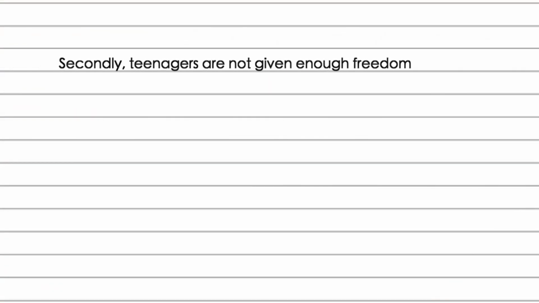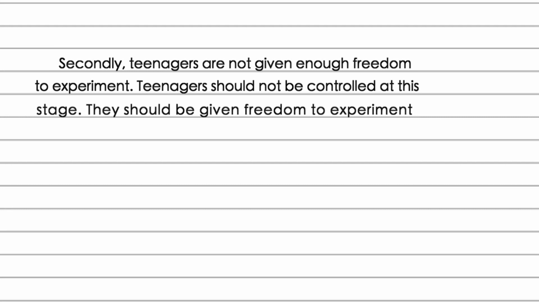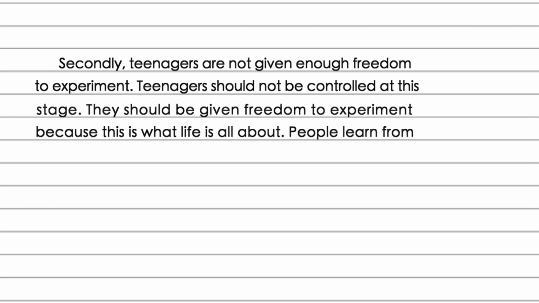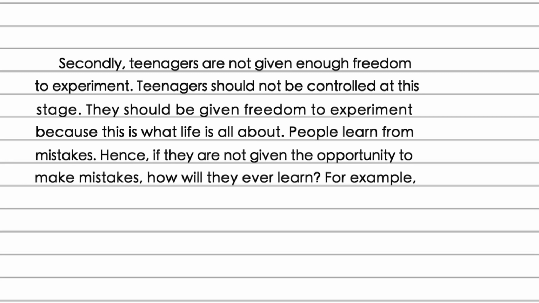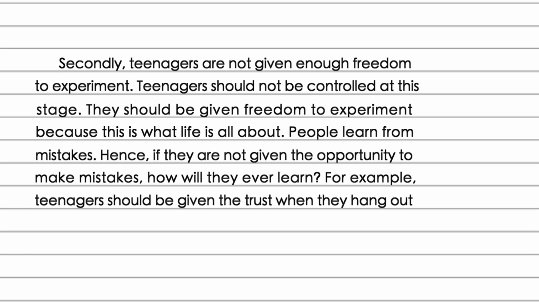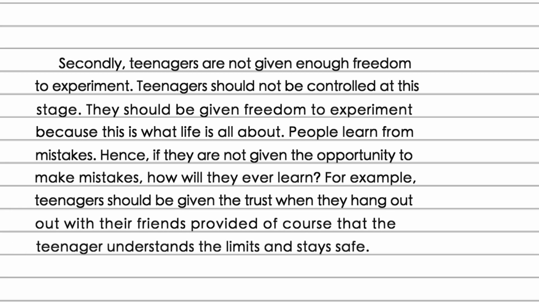Do the same for the next paragraph. Secondly, teenagers are not given enough freedom to experiment. Teenagers should not be controlled at this stage. They should be given freedom to experiment because this is what life is all about. People learn from mistakes. Hence, if they are not given the opportunity to make mistakes, how will they ever learn? For example, teenagers should be given the trust when they hang out with their friends. Provided, of course, that the teenager understands the limits and stays safe.